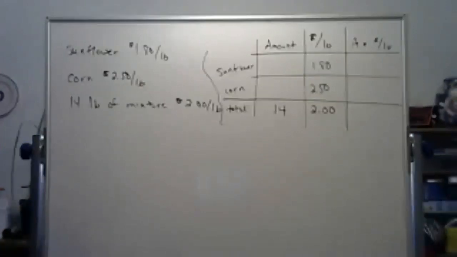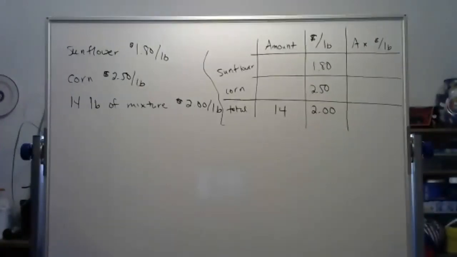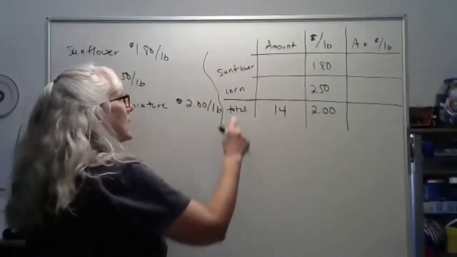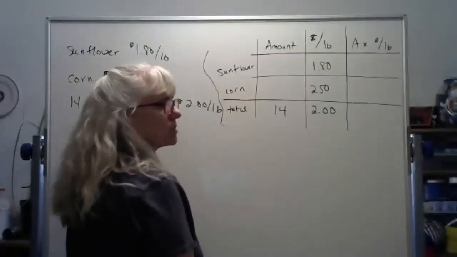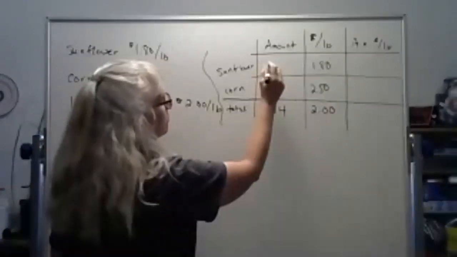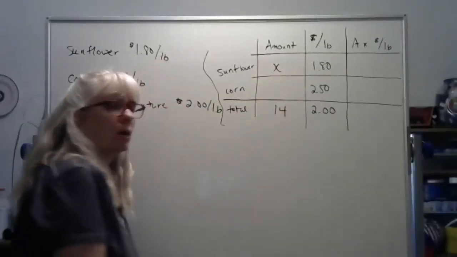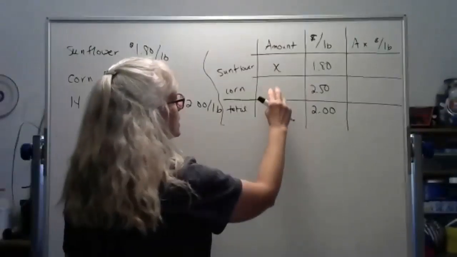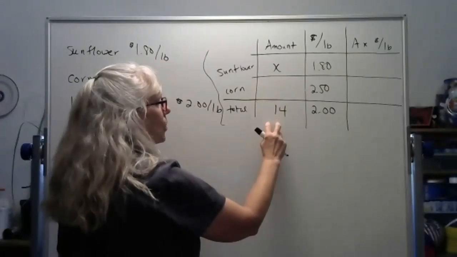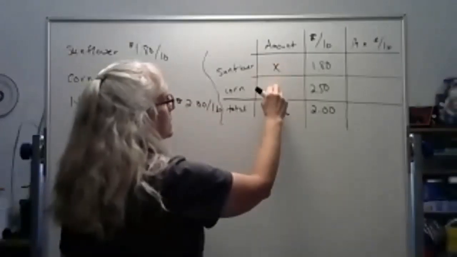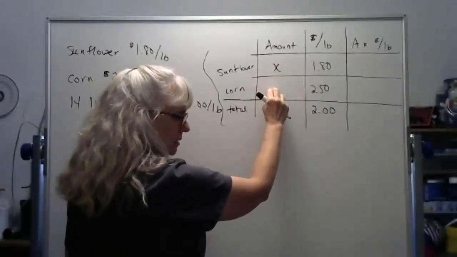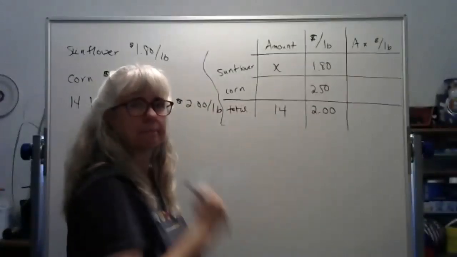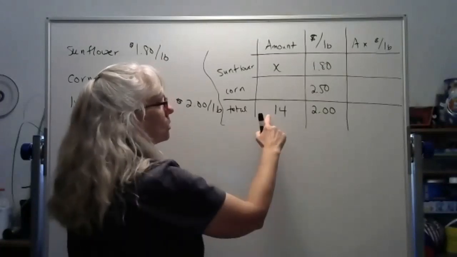Any questions up to that point? Okay, good. Do we have any idea how many pounds of sunflowers we're going to use? No. So we'll call that our X. That'll be our variable. And then what am I going to put in this spot for the amount of corn? If I have 14 total and I've used up X, then this is going to be, anybody?